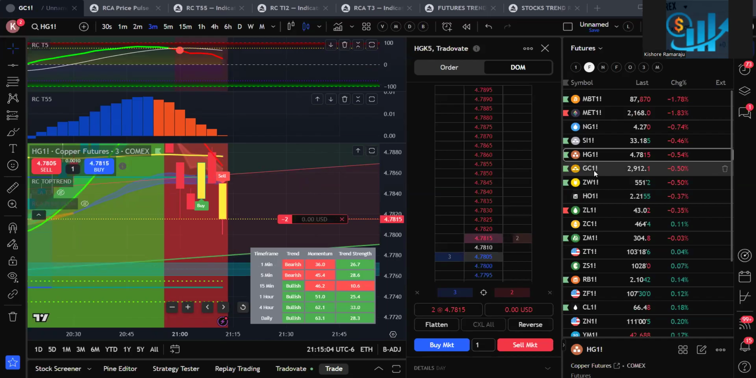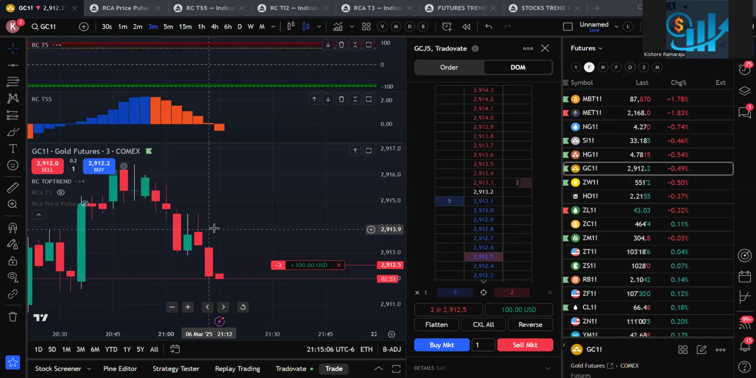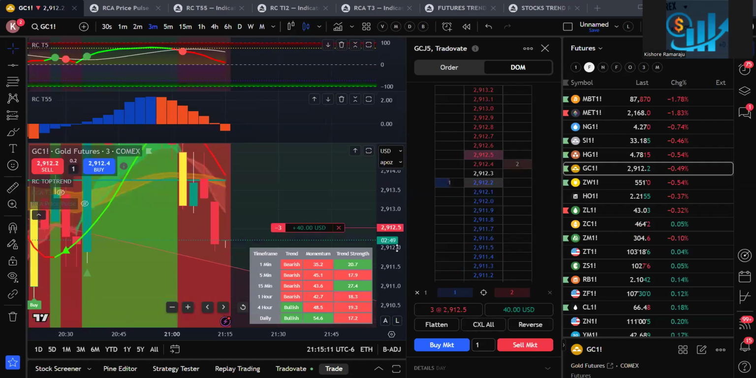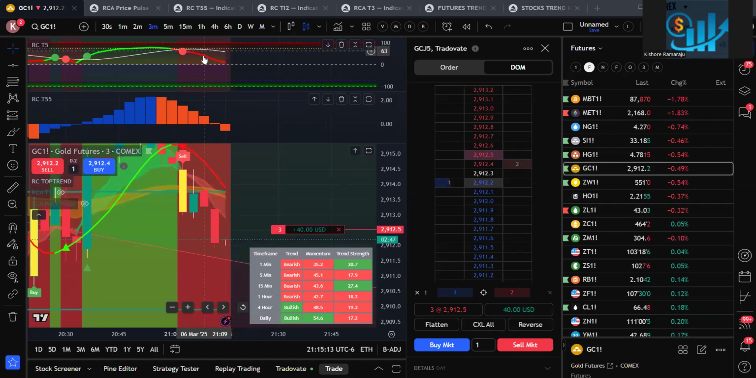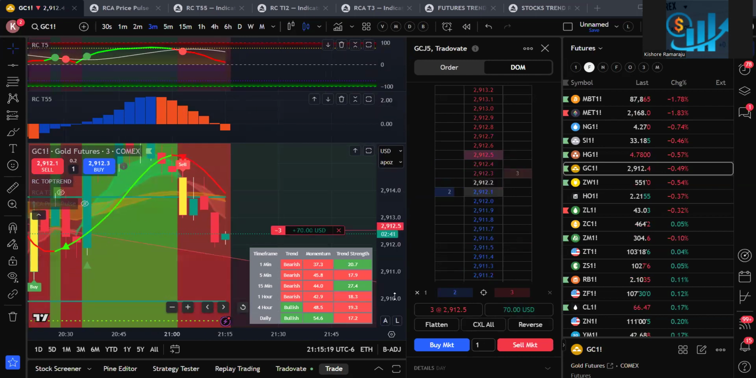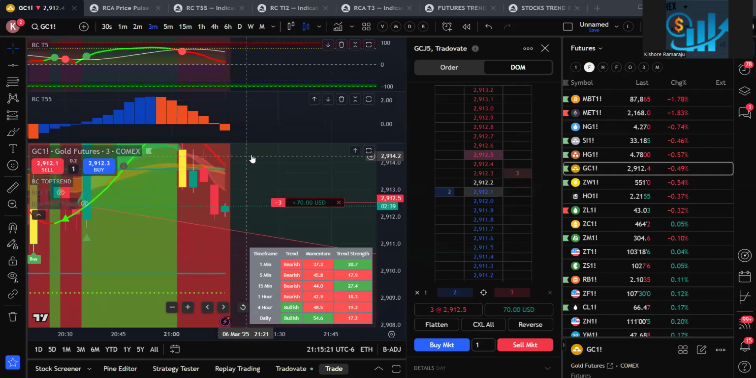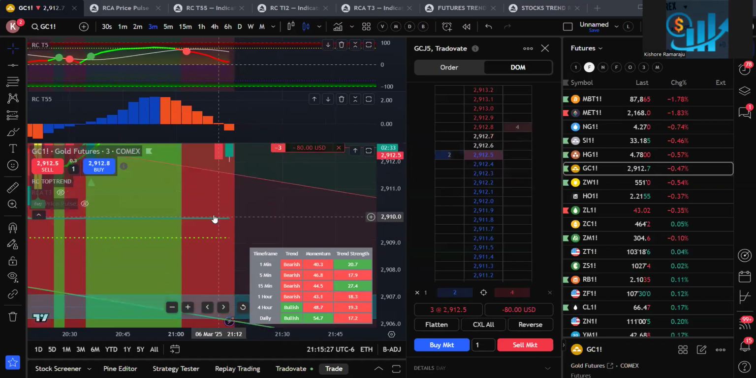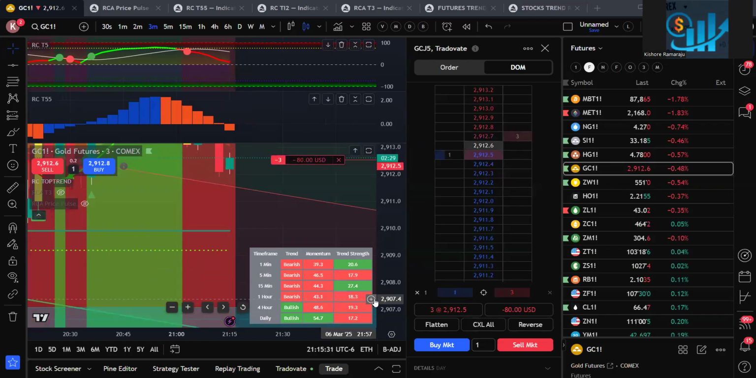Your GC is also dropping. Right? GC made already $100 profit, but it can make more. You can see there is a lot of gap here. So it should come all the way till this point. This is our support one. This is support two. If it breaks both, then it will come all the way to the bottom, 2907.